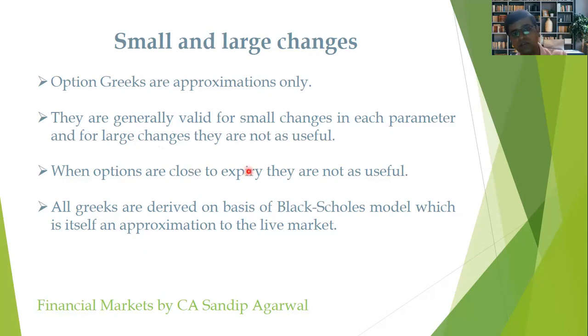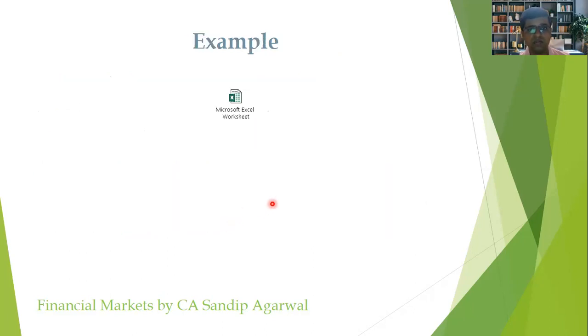So when the options are very close to expiry, the option Greeks are not as useful, because then the price starts moving as per the market sentiments and the market demand and supply. As I explained, all the Greeks are derived on the basis of the Black-Scholes model only, which is itself an approximation to the live market. So I will cover it with the help of an example as well.